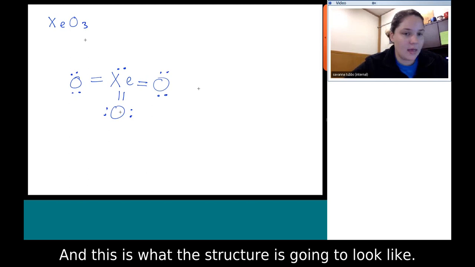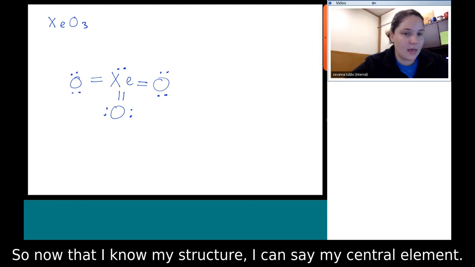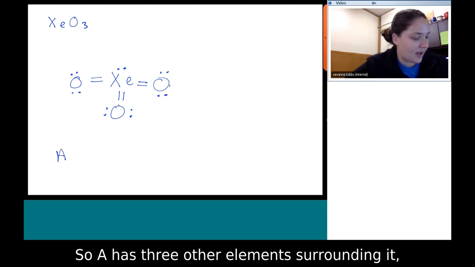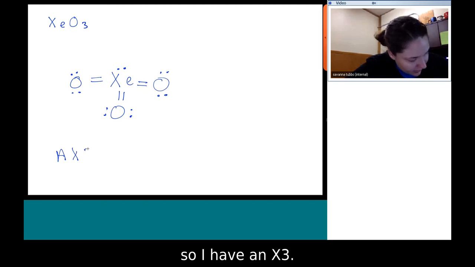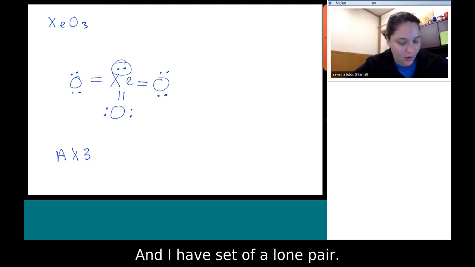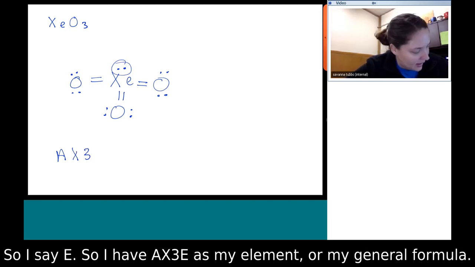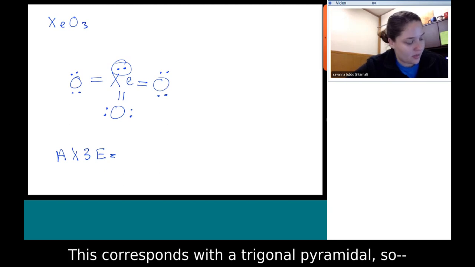And this is what the structure is going to look like. So now that I know my structure, I can say my central element, so A, I have 3 other elements surrounding it, so I have an X3, and I have a set of lone pairs, so I say E. So I have AX3E as my general formula. This corresponds with a trigonal pyramidal.